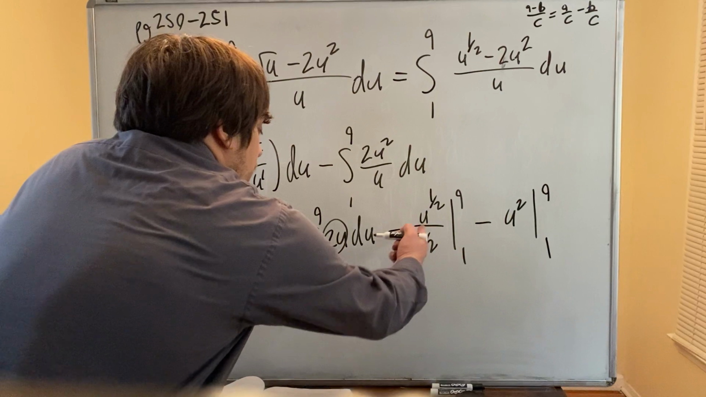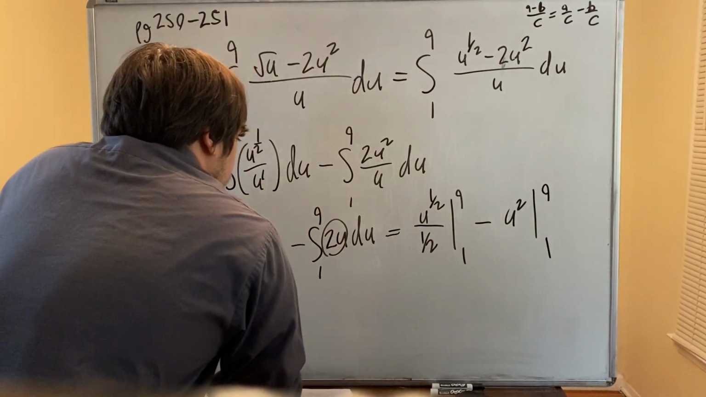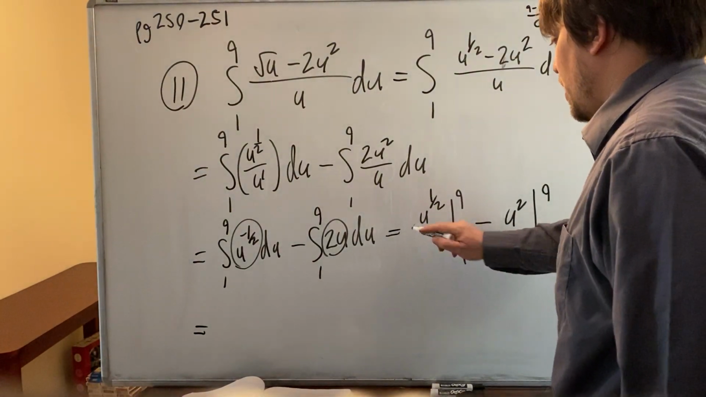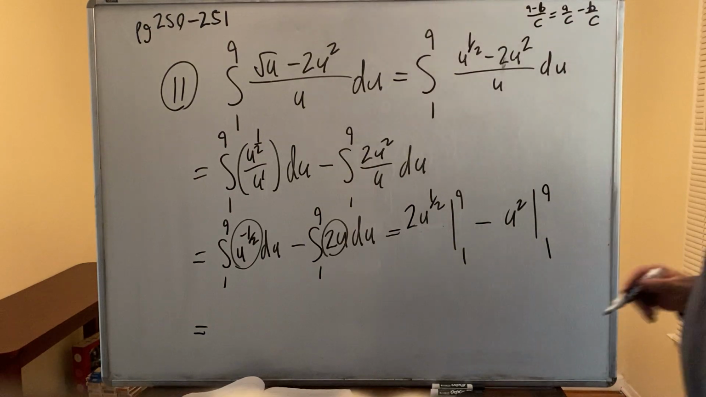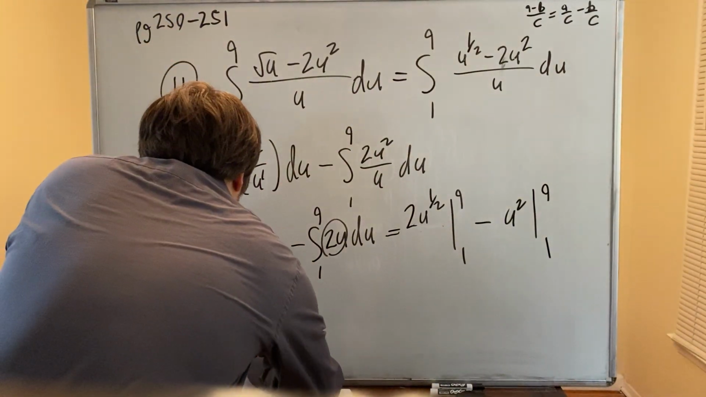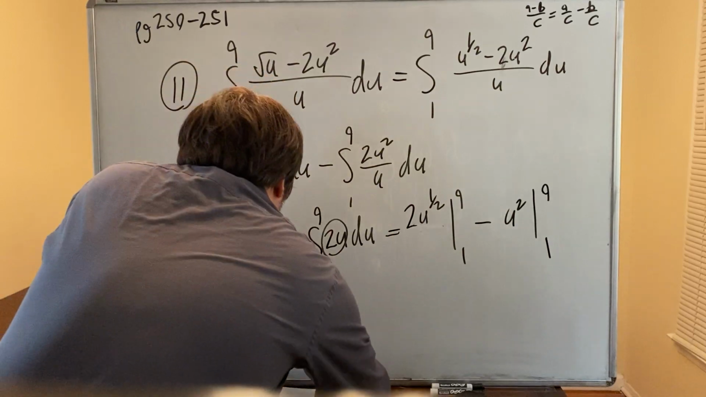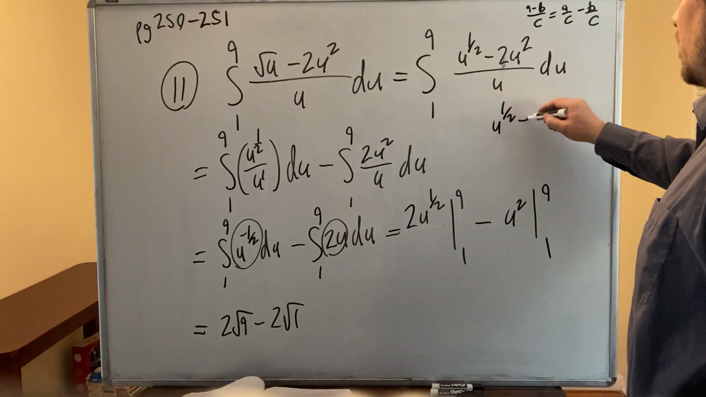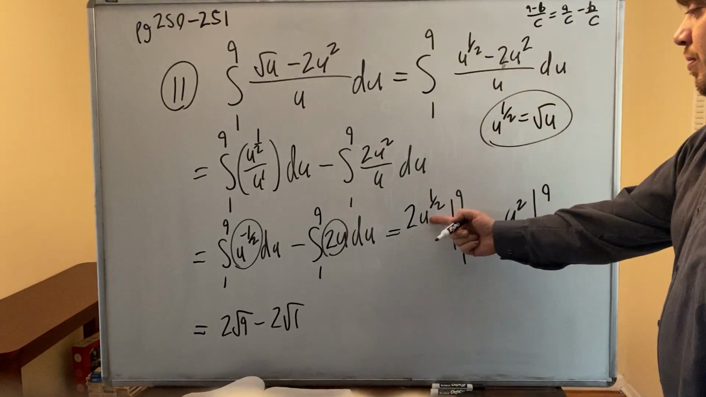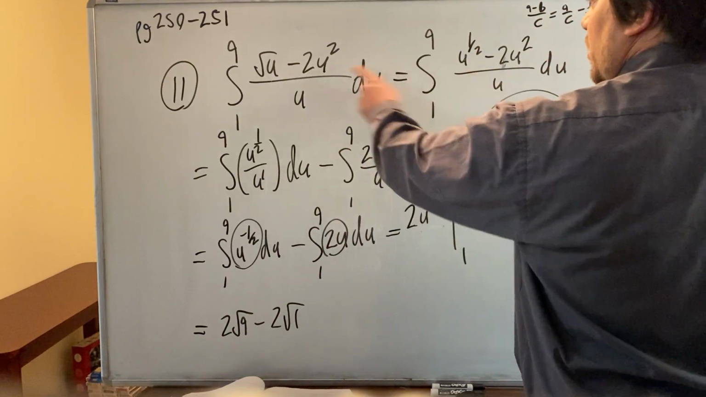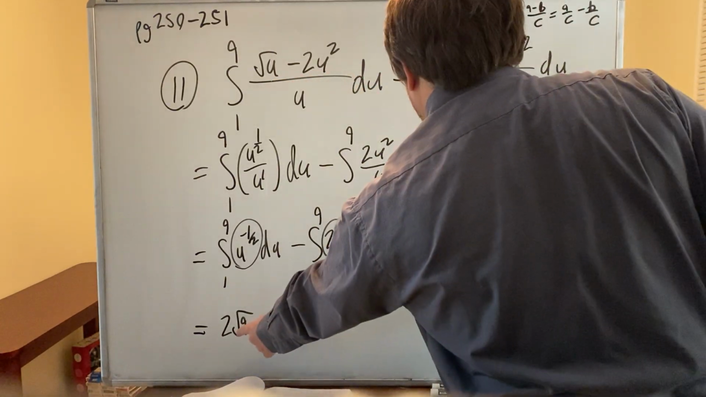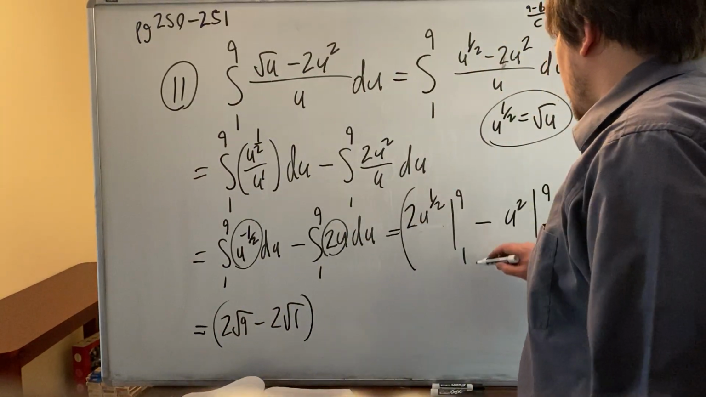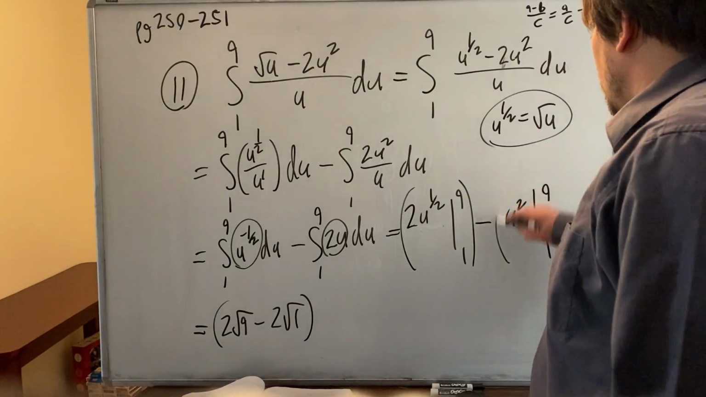This is equal to 2u to the 1/2. So let me write that here. Dividing by 1/2, and I've shown you that is now 2u to the 1/2. So you get 2 times the square root of 9 minus 2 times the square root of 1. Raising something to the 1/2 is the square root. So u to the 1/2 is the square root. Same as we did it the other way around before. So this is 2 times the square root of 9 minus 2 times the square root of 1. That's this guy. Minus this.